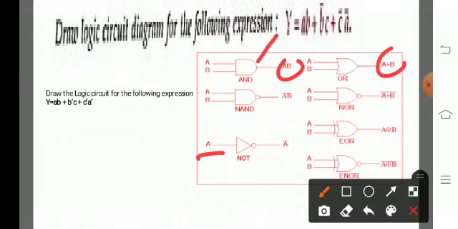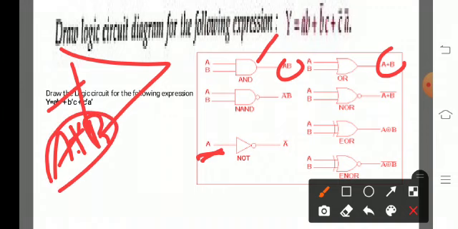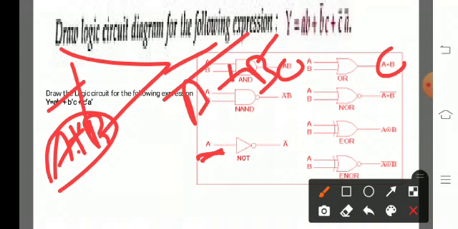NOT gate has only one input, NOT A. Suppose the NOT gate input is A plus B, the addition of these two values will be the input. You will get the output as A plus B, whole bar.